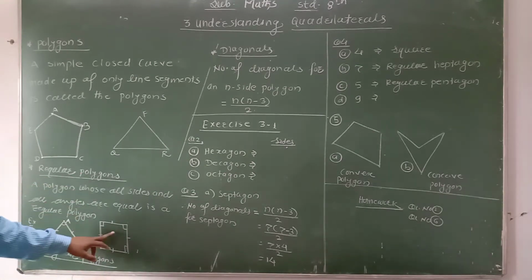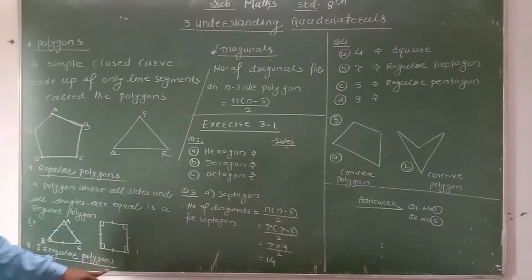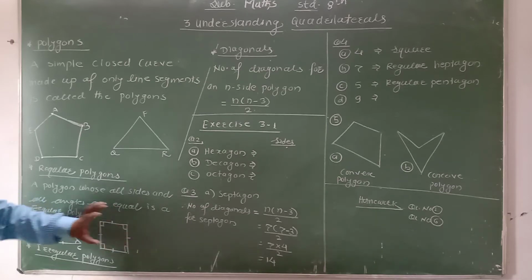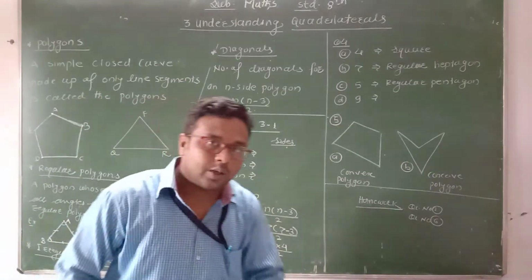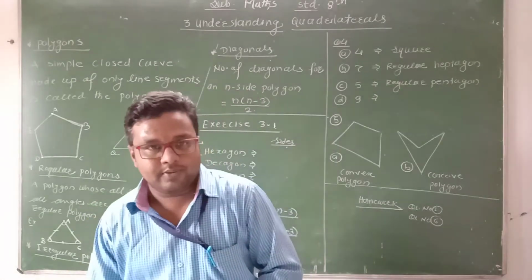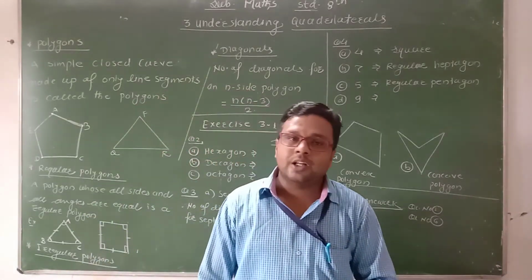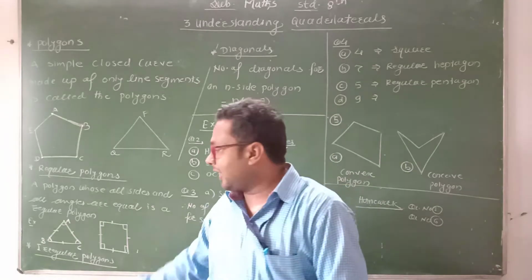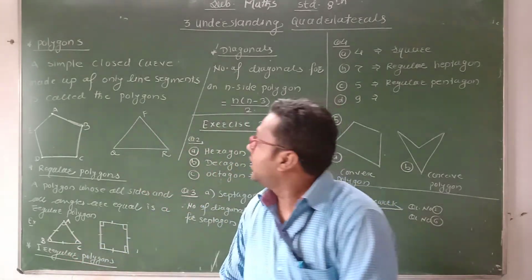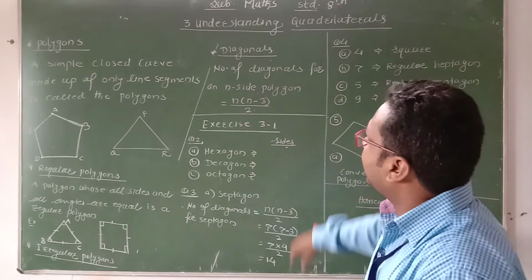Now see the next, the square. All sides are equal, each angle is 90 degrees, then this polygon is also called a regular polygon. Now what is an irregular polygon? The polygon which is not regular. It means the sides are not equal or angles are not equal, then that polygon is called an irregular polygon. Clear?